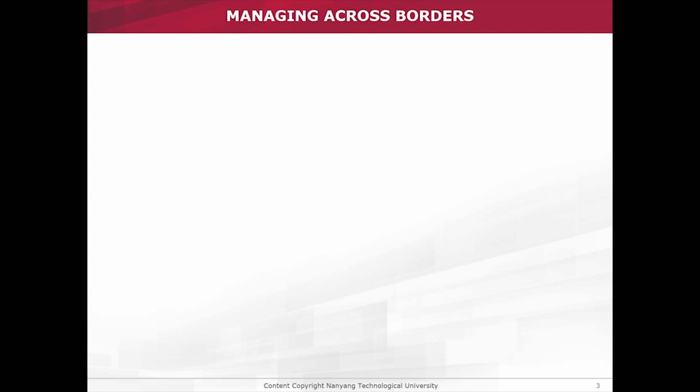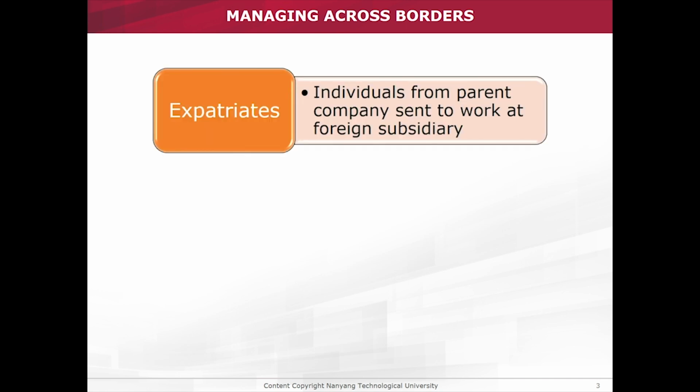When establishing operations overseas, the organization's headquarters has three choices, namely sending expatriates, using host country nationals, or deploying third country nationals. Most corporations use some combination of all the three types, with each type having its own advantages or disadvantages. Expatriates refer to individuals from the home country who are sent to work at a foreign subsidiary.